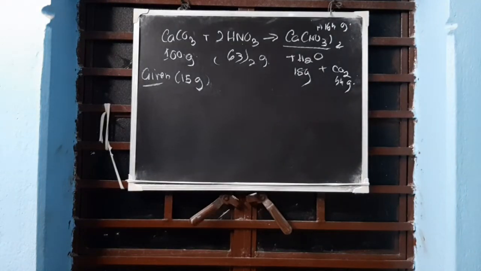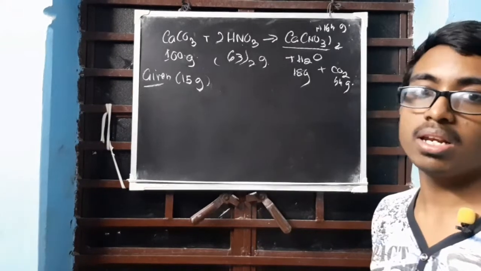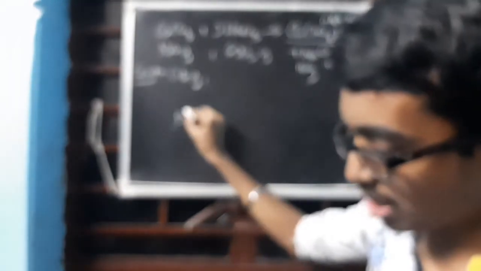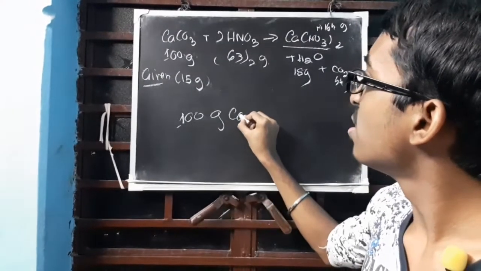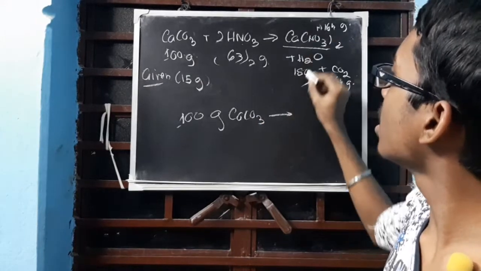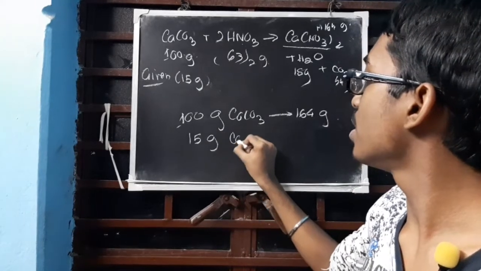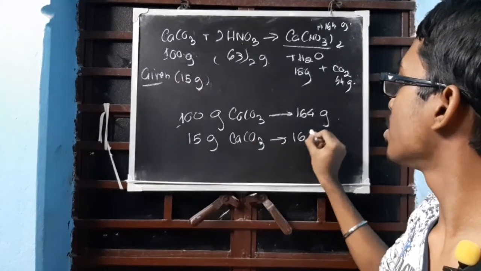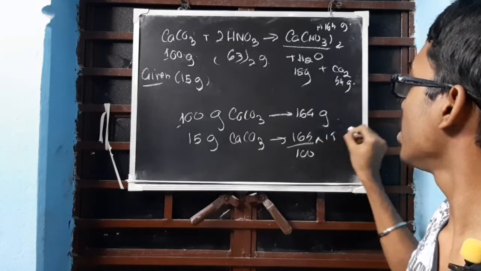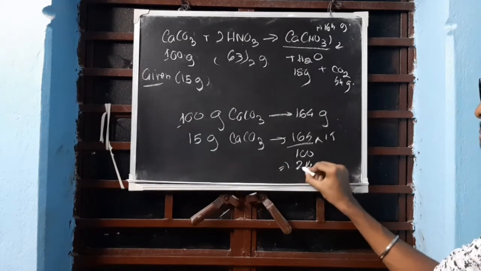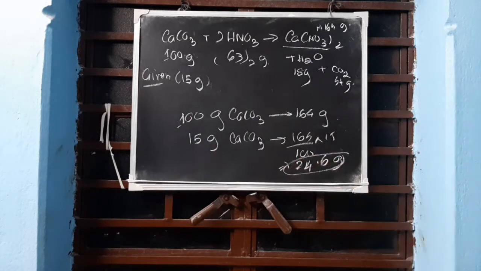Clear? Now you have to apply the simple unitary method. It is asking for anhydrous calcium nitrate. So 100 gram CaCO3 will give you 164 gram calcium nitrate. So 15 gram CaCO3 will give you 164 upon 100 into 15. Right? The calculation you will get is 24.6 gram. Clear?